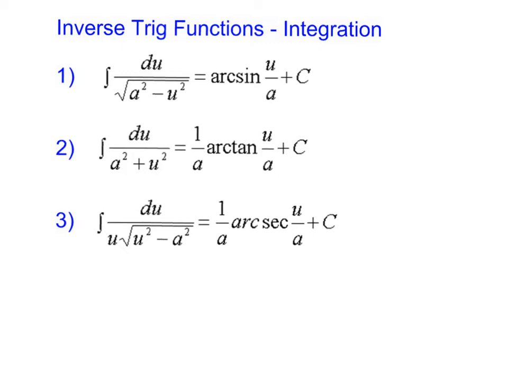So first of all, take a few minutes and jot these three formulas down in your notes. You can pause the video and then restart it when you've copied these into your notebook. You'll notice for these three formulas that they're in terms of two different variables, u and a. For all of these formulas, u stands for the variable part, and a is going to be a constant value, a number.